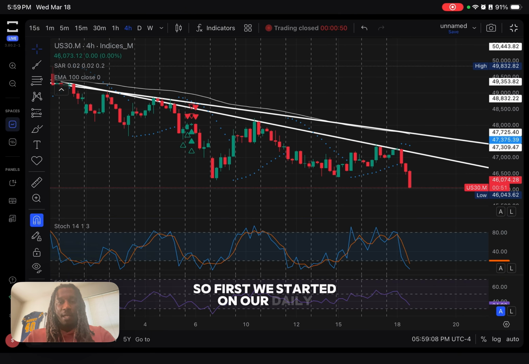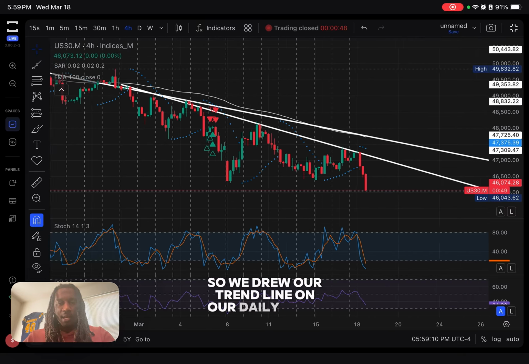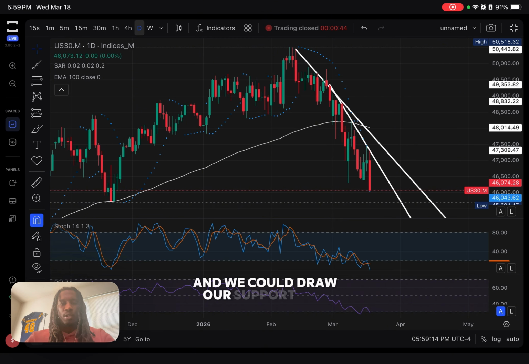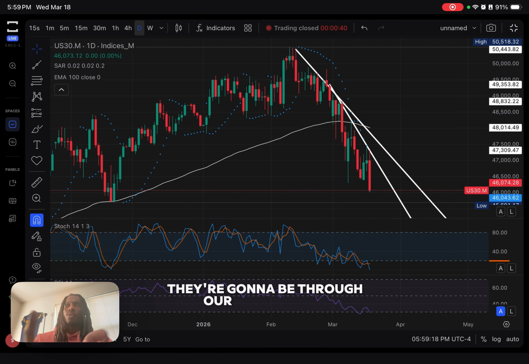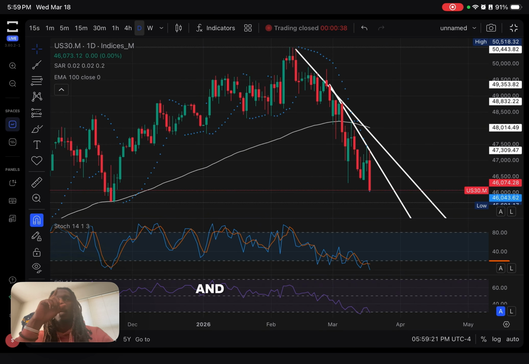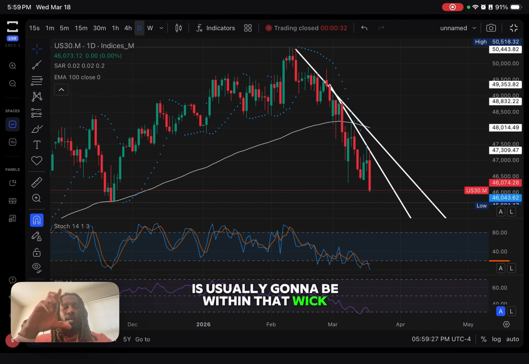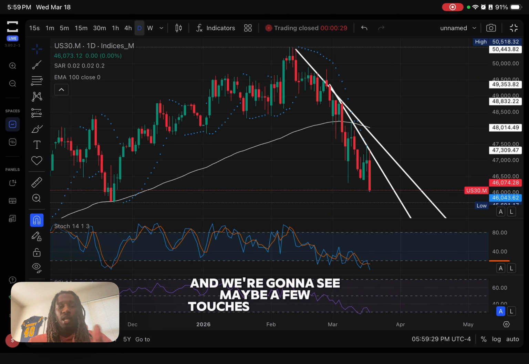First we started on our daily. We drew our trend line on our daily, right? And even on our daily, we could come back and draw our support and resistance. The way I find our support and resistance is through our levels. We want to find the lowest wick and the highest wick. The level for support and resistance is usually going to be within that wick, and we're going to see maybe a few touches in that wick, right?